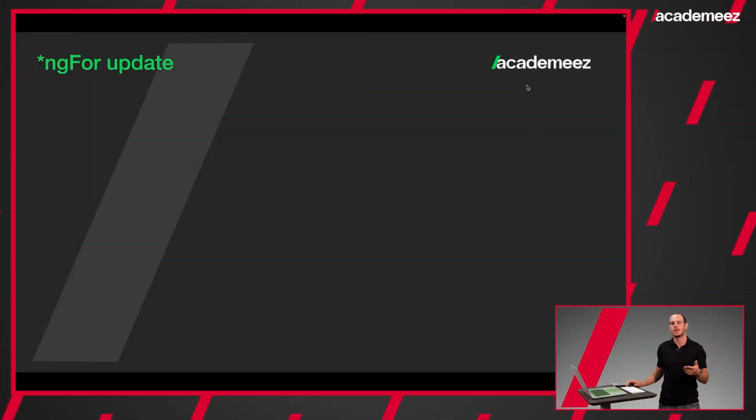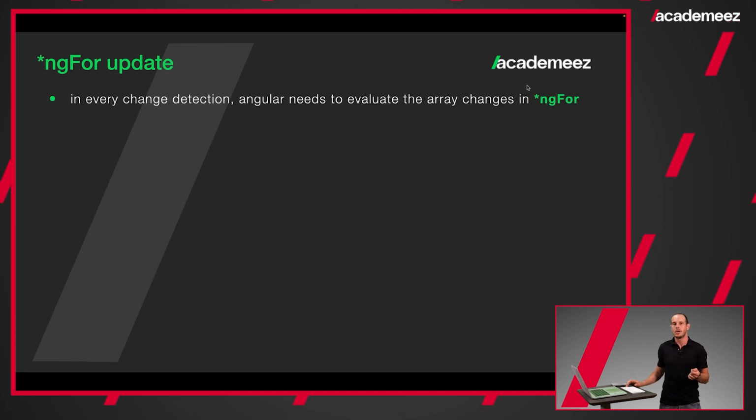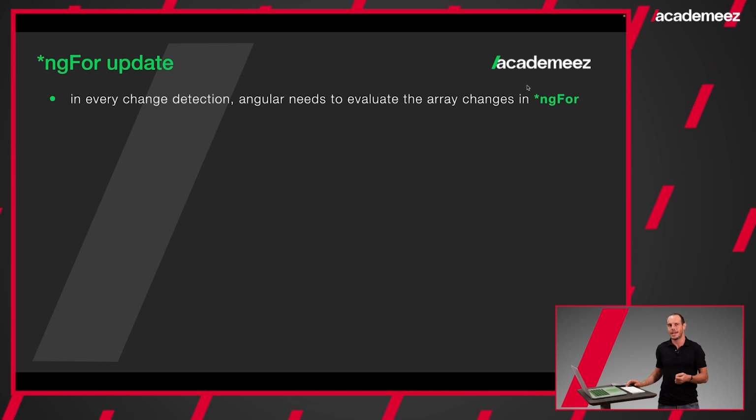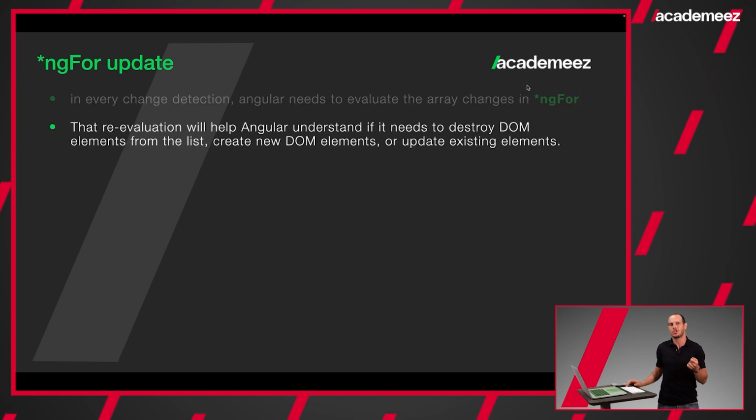So how does Angular ngFor work during updates? Every change detection cycle, the ngFor will recalculate the changes in the array that it's getting. And based on the calculation of changes, Angular will know if it needs to recreate an item in the list from scratch, or update an item in the list, or destroy an item of the list.